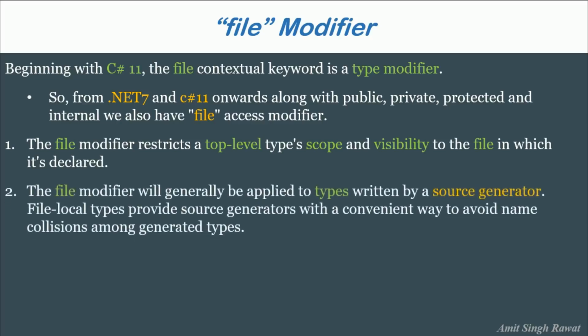Another very important point is that the file modifier will generally be applied to types written by a source generator. File local types provide source generators with a convenient way to avoid name collision among generated types. So the second point is about source generators. As a source generator developer, they have to deal with name collision stuff.